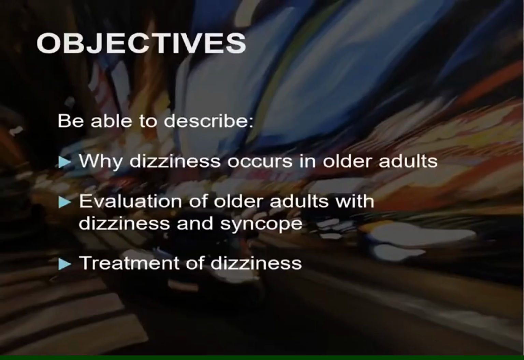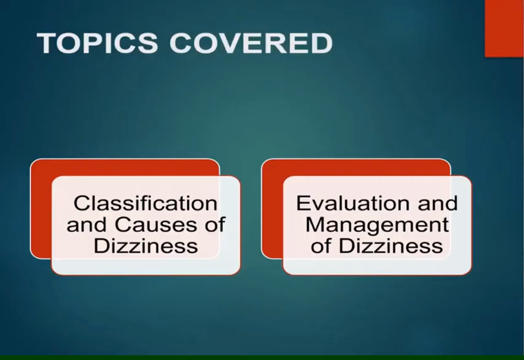Our objectives are to describe why dizziness occurs in older adults. I'd like to talk about the evaluation of older adults with dizziness and syncope, and then its treatment. Topics covered include classification and causes of dizziness, as well as the evaluation and management of dizziness in older adults.